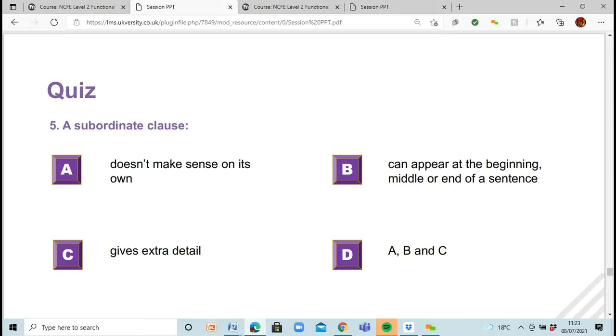And a subordinate clause. So does it make sense on its own? Can it be in the middle, beginning, or end of a sentence? Does it give extra detail, or A, B, and C? Maybe B. Yes, A, B, and C, or it's all of them, yes. So it can't make sense on its own. It can be at the beginning, middle, or end, and it does give you extra detail.